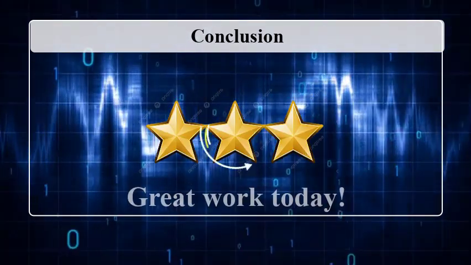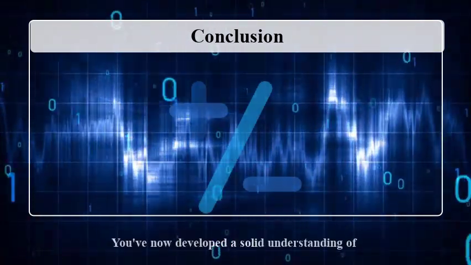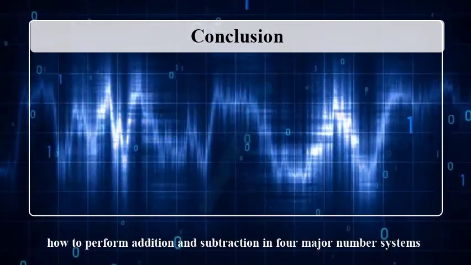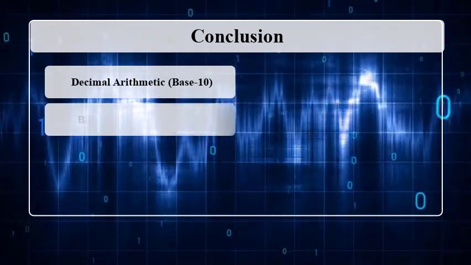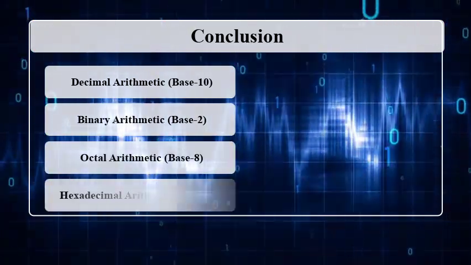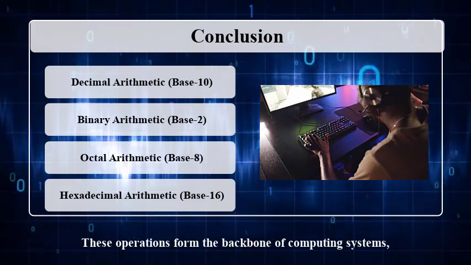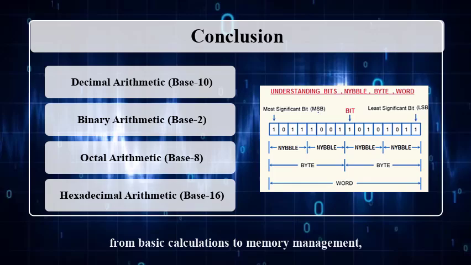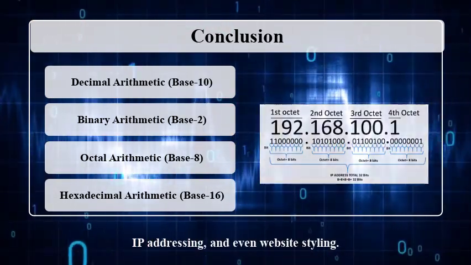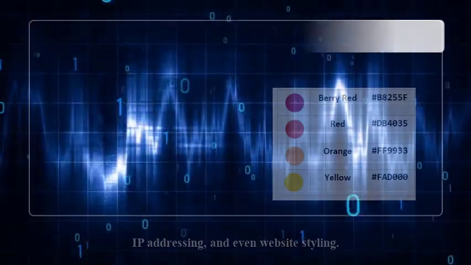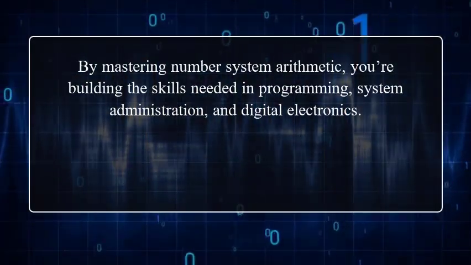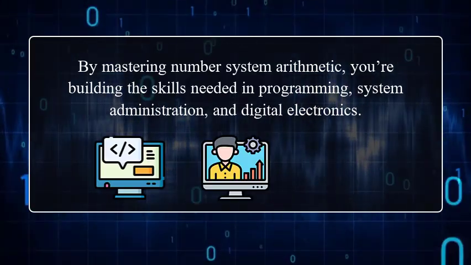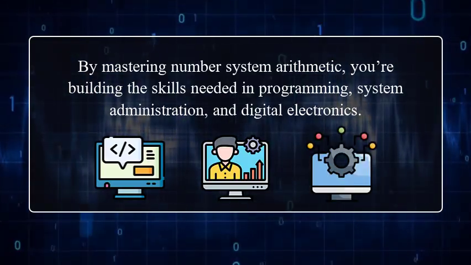Conclusion. Great work today. You've now developed a solid understanding of how to perform addition and subtraction in 4 major number systems: decimal, binary, octal, and hexadecimal. These operations form the backbone of computing systems, from basic calculations to memory management, IP addressing, and even website styling. By mastering number system arithmetic, you're building the skills needed in programming, system administration, and digital electronics.